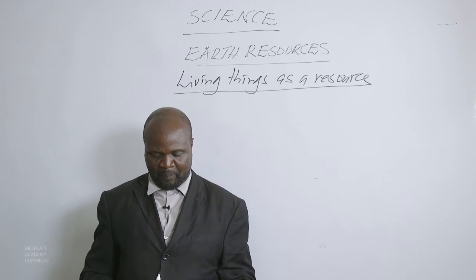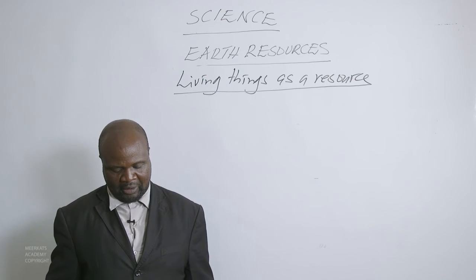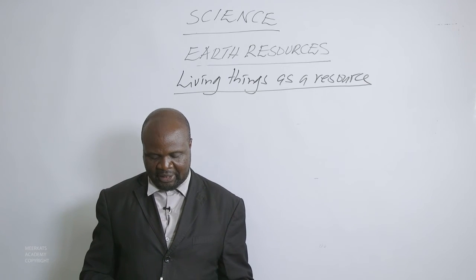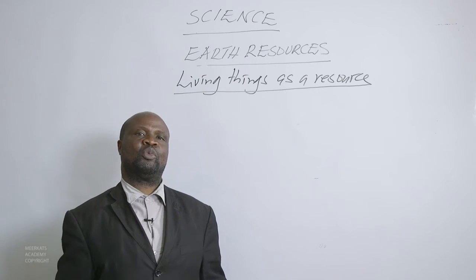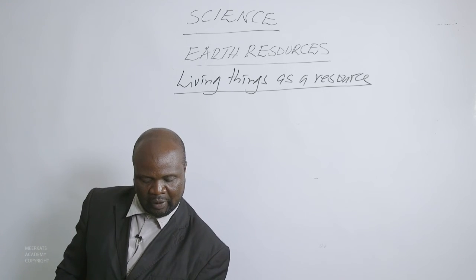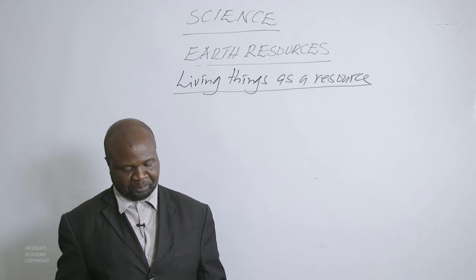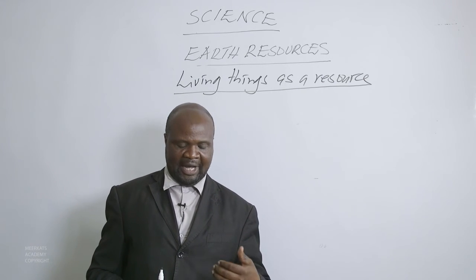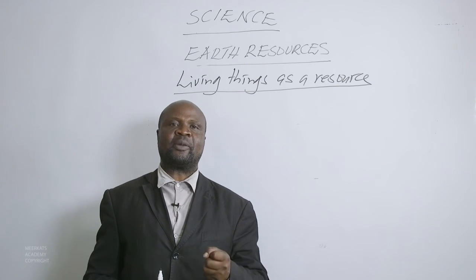Sunlight is there essentially for plants to make their own food and to keep the earth warm for life to exist. We know if the earth decides to become cold, then life will not be there. So we are saying living things are renewable. Living things are a renewable resource because they reproduce.